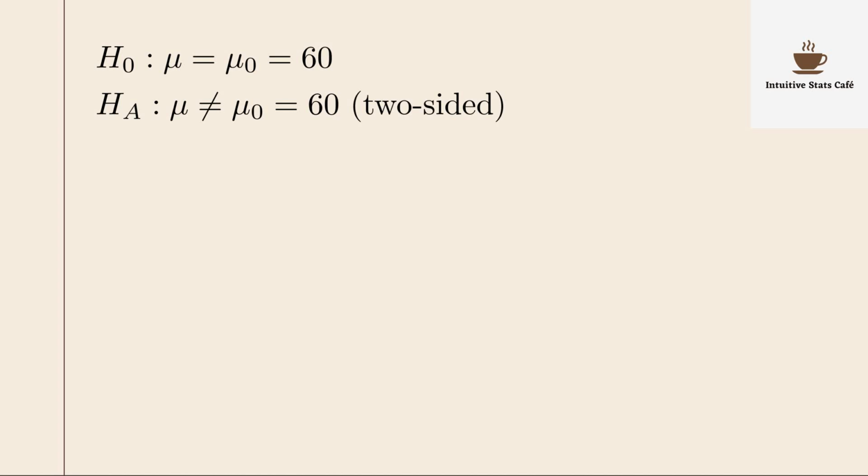It is always a good habit to write out the null hypothesis and the alternative at the beginning, since it is clear to both the author and the readers. Here, we set up a two-sided test because we have no reason to favor either side. The null hypothesis is mu equals 60 and the alternative is mu is not equal to 60.